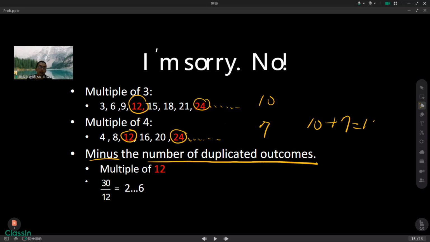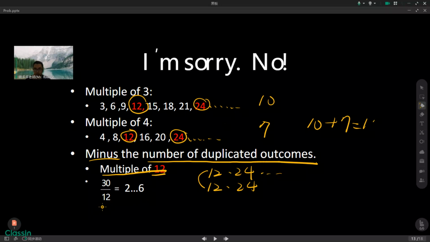What is the duplicated outcome? It's very easy. It's the multiple of 3 and 4. When we find multiples of 3, we find 12, 24, right? And when we find multiples of 4, we find 12 and 24. So the numbers which are duplicated are the numbers which are both multiples of 3 and 4. So it means that we have to find the multiples of 12.